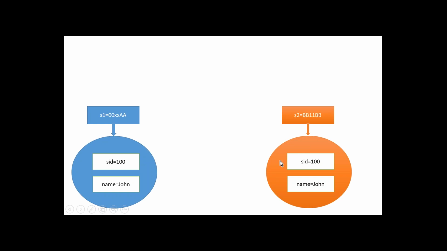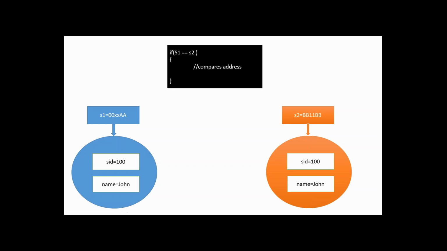Now this object is allocated memory at the location 0x6AA, and the other object is allocated memory at the location 0x6BP. Next, if you say S1 double equals S2, it will compare these addresses. The double equal to operator, the comparison operator, is used for comparing primitive data types. If you want to compare objects, then you should go with the equals method.